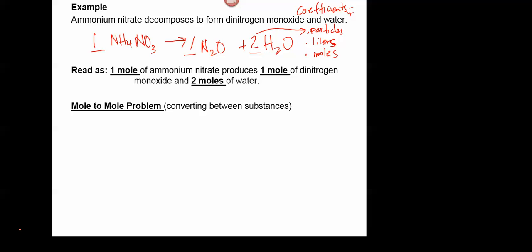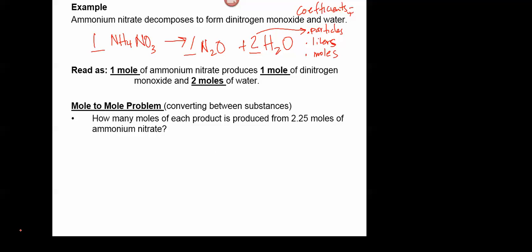So I can convert from one substance to any other substance. It doesn't matter if it's a reactant to a reactant, product to another product. I can go backwards from product to reactant, or vice versa. It does not matter. I can go from one thing to any other thing. So let's look at how you would set that up with this equation. So here's a question about my reaction that we just wrote. How many moles of each product is produced from 2.25 moles of ammonium nitrate? So notice it says each product. I have 2 of them, so I should have 2 answers. And the first one, I'll call this product 1, this is product 2, because this is first and this is second as we read things.